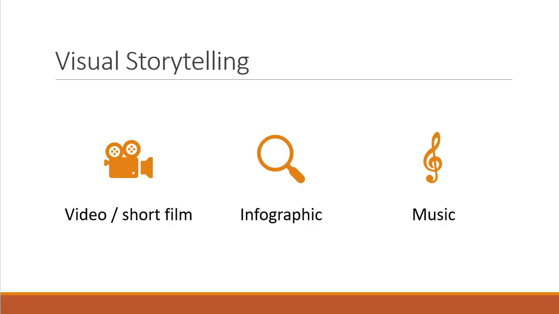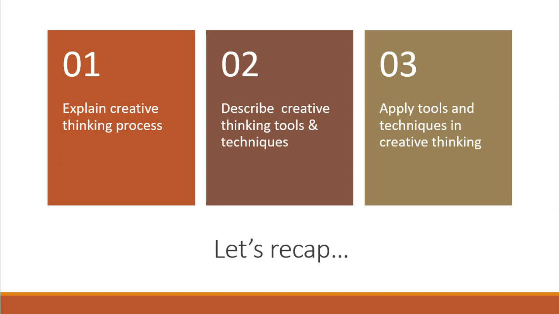Okay, this one is visual storytelling. Storytelling involves video, infographic, and music. Of course, these three elements will grab the attention of your audience to your ideas, to listen to your ideas. Okay, so this is actually what we have covered in our lecture 6.